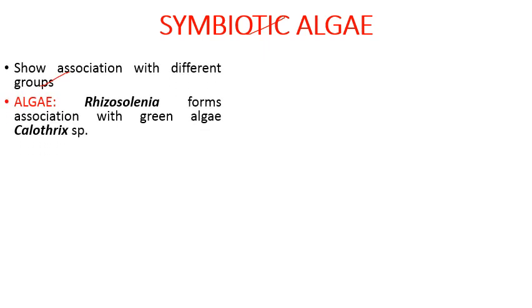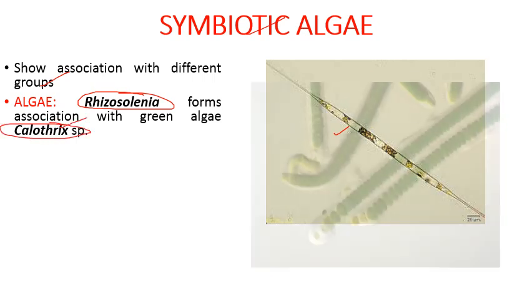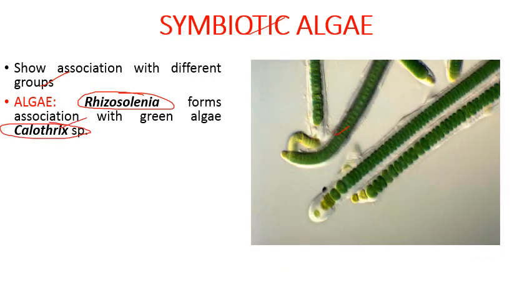Next we have algal members which show some symbiotic associations with other groups of plants. So it shows association with different groups, like we have algae that shows association with algae. There is one algae named Rhizosolenia. So this is the Rhizosolenia that forms the association with the algae Calothrix. ये association show करता है Calothrix के साथ. Then we have the next group. This is the photograph showing Calothrix.